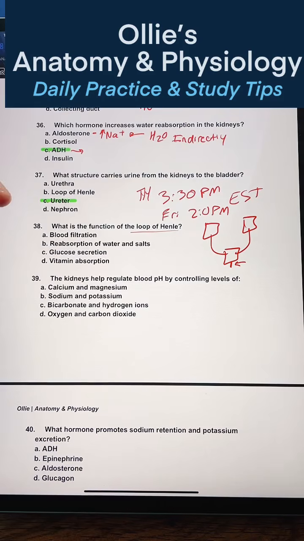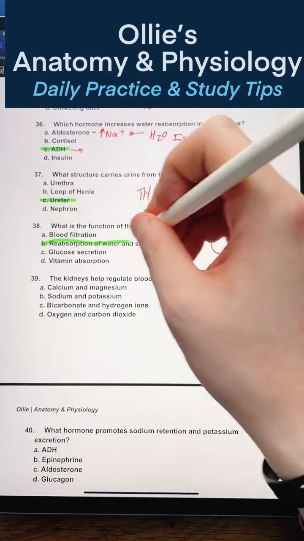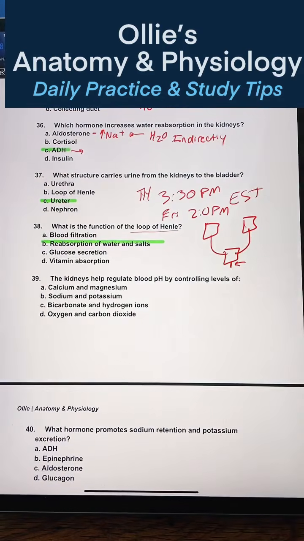Number 38, the answer is B. It is the reabsorption of water and salts. It's going to concentrate urine by reabsorbing water and sodium.